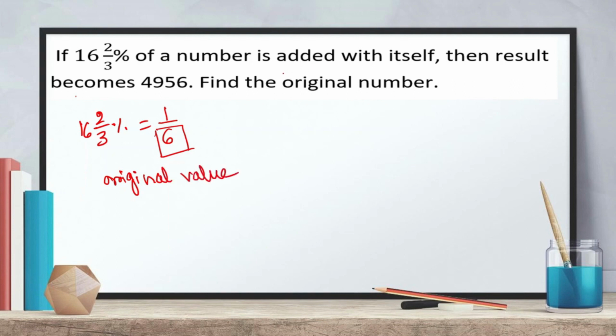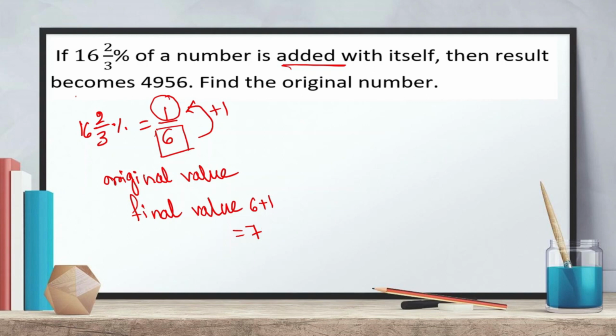And we can see that here it is added. So that means increment. And how much is the increment here? 1 is the increment here. That means here it is increased by plus 1. Then what is the final value? Final value is original plus increment. That means 6 plus 1, that is equal to 7. That is the final value.